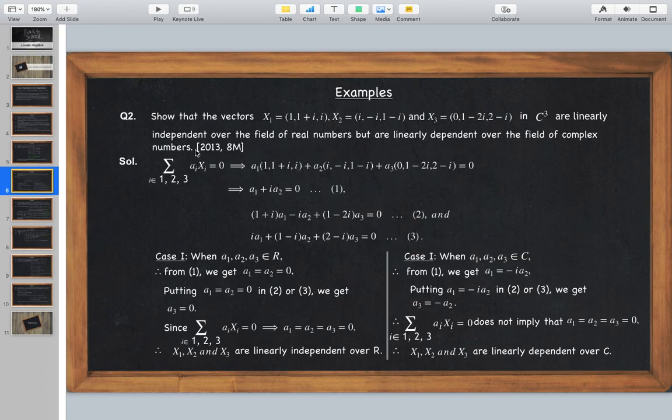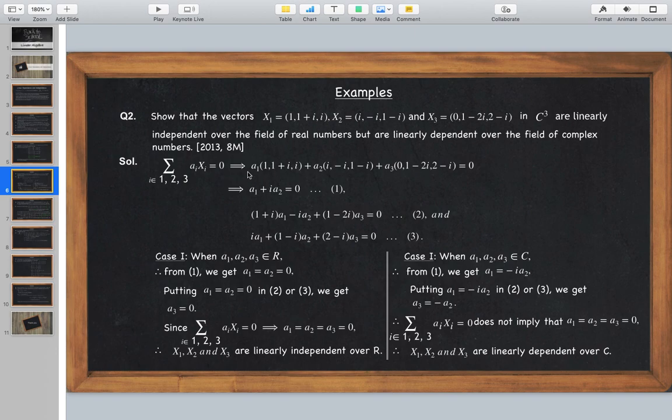So now let's move on to the next question, second question. We have to show that the vectors x1, x2, x3 are linearly independent over the field of real numbers, but are dependent over the field of complex numbers. Okay, so first, if we take the summation ai xi equals 0, i belongs to 1, 2, 3, because there are three vectors here.